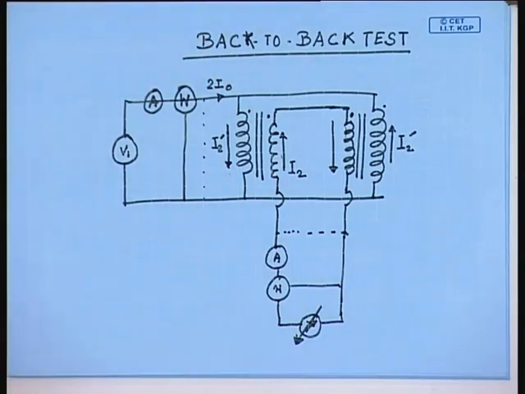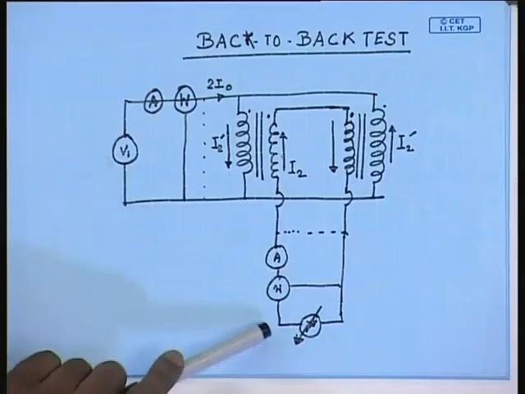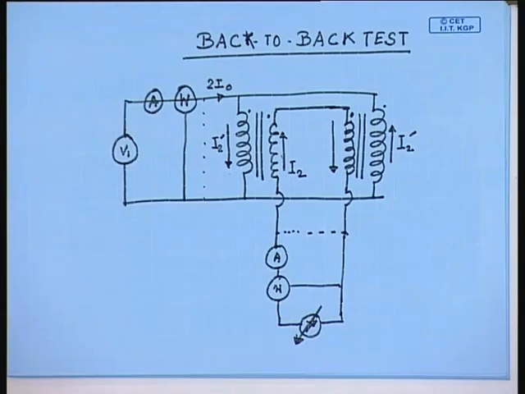Therefore, during this test, the total power drawn from the two sources V1 and V2 will be the sum of the core loss and the copper loss, and since the transformers will be subjected simultaneously to core loss and copper loss, their temperature rise will be the same as that when they will be in actual use.